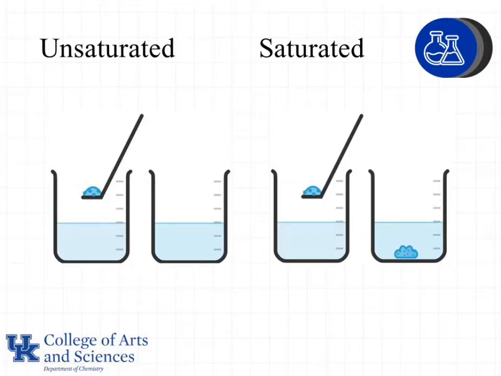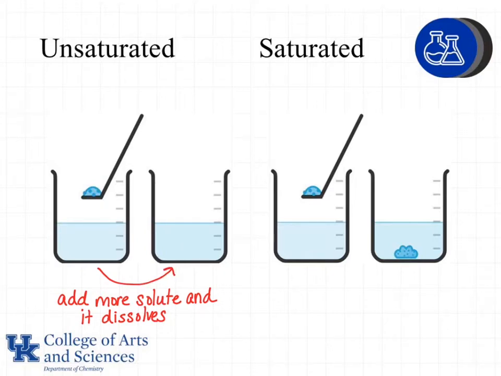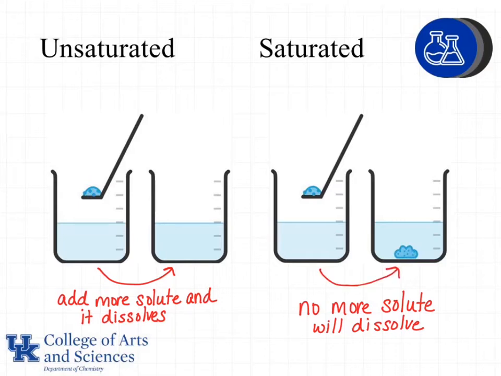We can apply the same terminology to solutions. If I have a solution and I add my solute to it and it dissolves, what that tells me is that my solution is unsaturated because additional solute can dissolve. However, if I add more solute and it does not dissolve, as evidenced by the presence of the solid in the bottom of the beaker, I would say this solution is saturated because no more solute will dissolve. The solution on the left, therefore, is unsaturated, and the solution on the right is saturated.